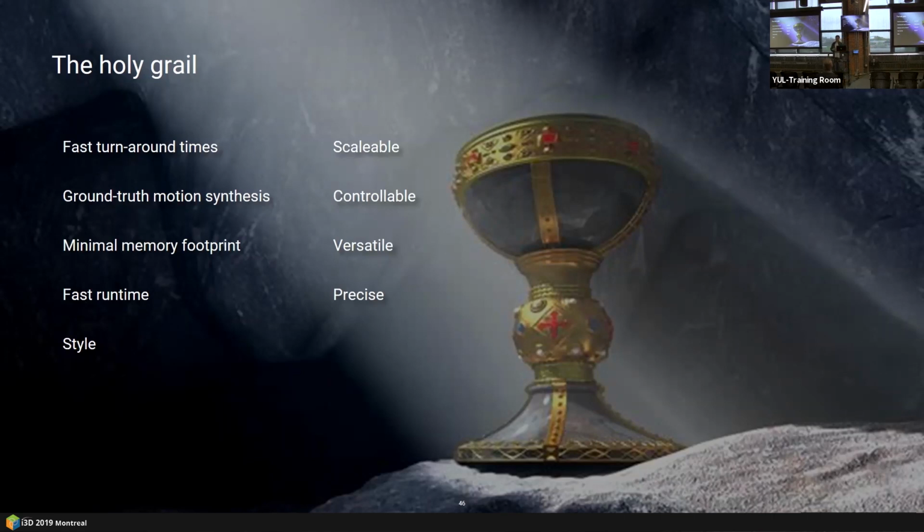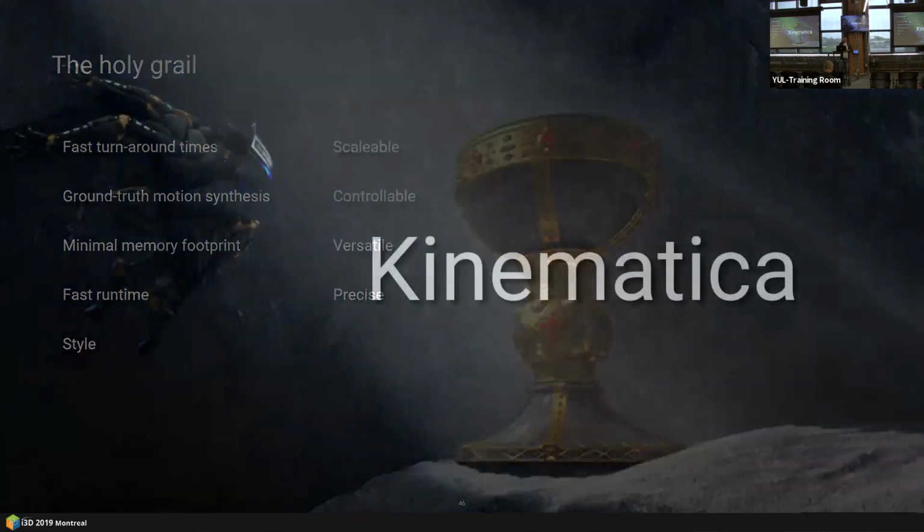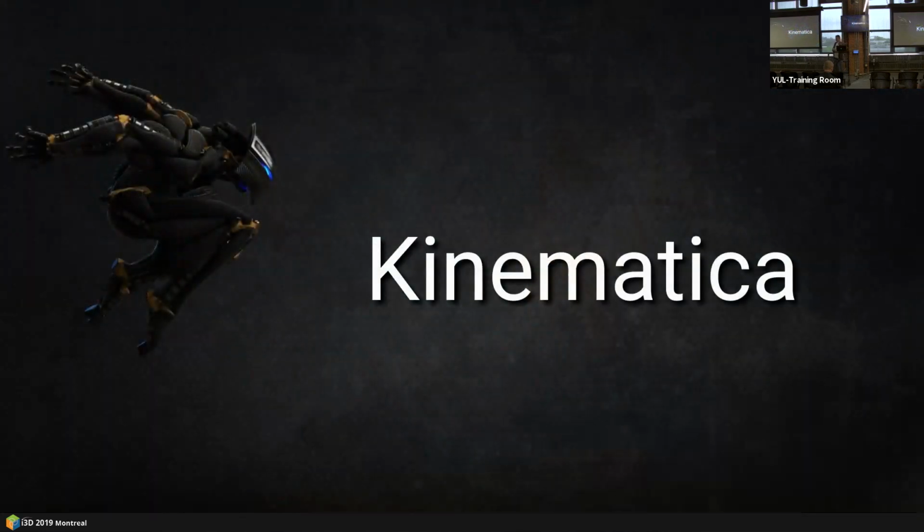And obviously, minimal memory footprint. It needs to be fast to change. I need to be able to change the style of my character. That's all pretty obvious. It needs to be scalable. If I add a large number of animations, the system is not allowed to run much slower, obviously. It needs to be controllable. If gameplay tells me the character needs to instantaneously move to the left, well, then that's what the animation system needs to do. And it needs to be as versatile as animation graphs. If gameplay requires that the character is climbing, well, sure. And it needs to be precise. It can't veer off from whatever the game dictates. And all of these thoughts went into Kinematica.